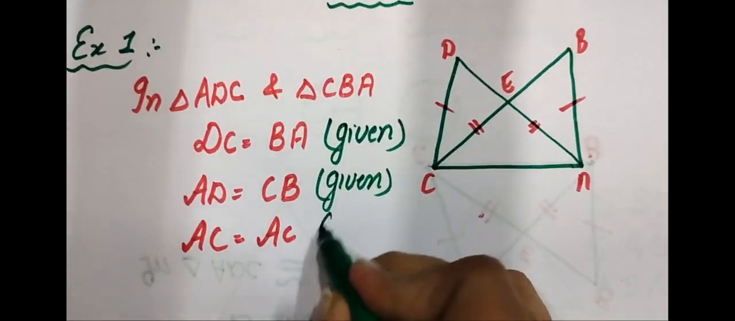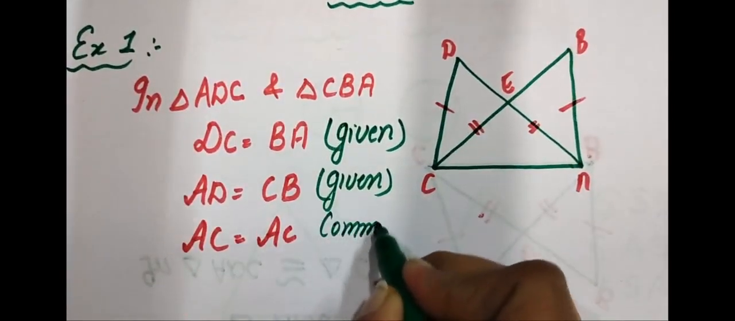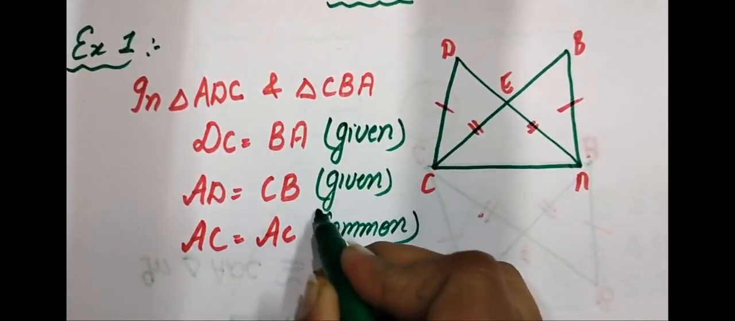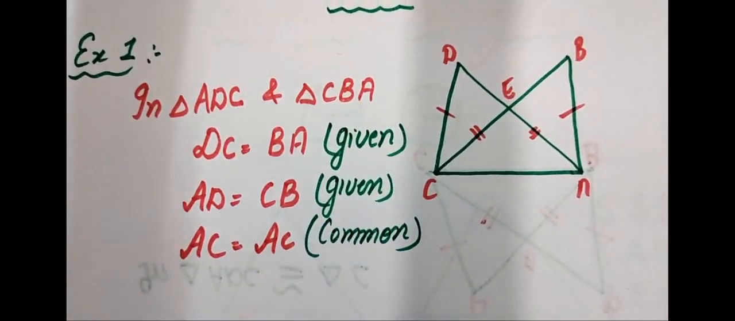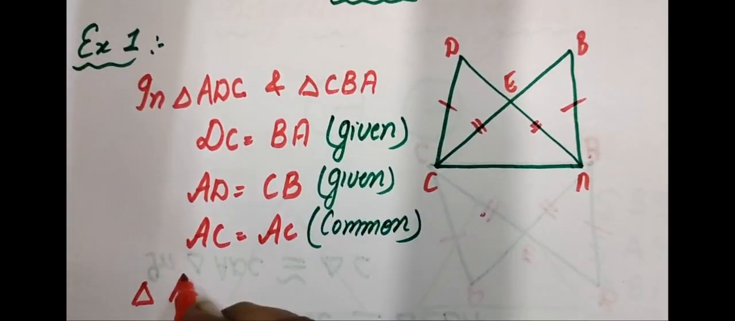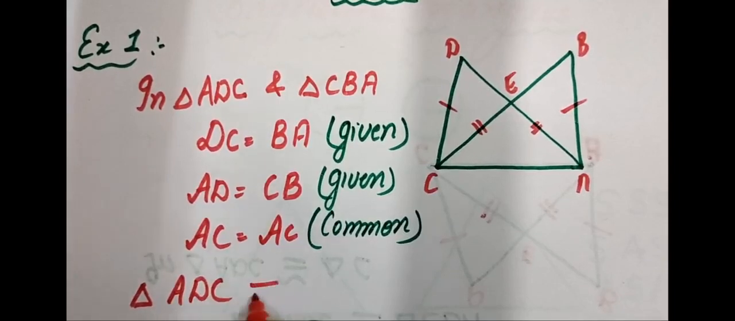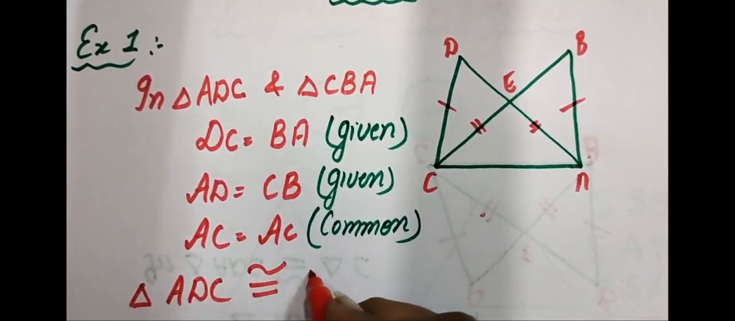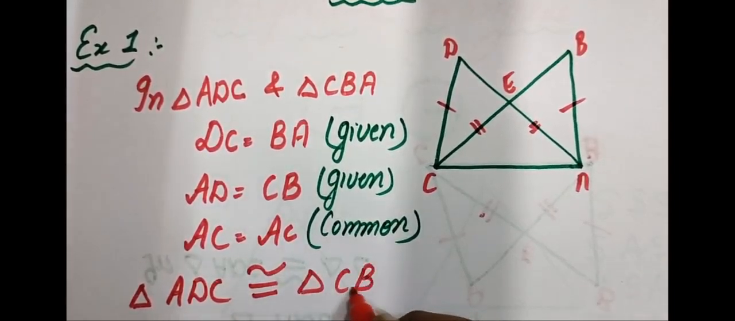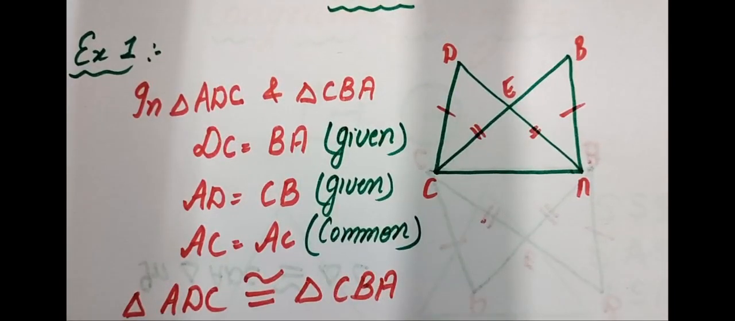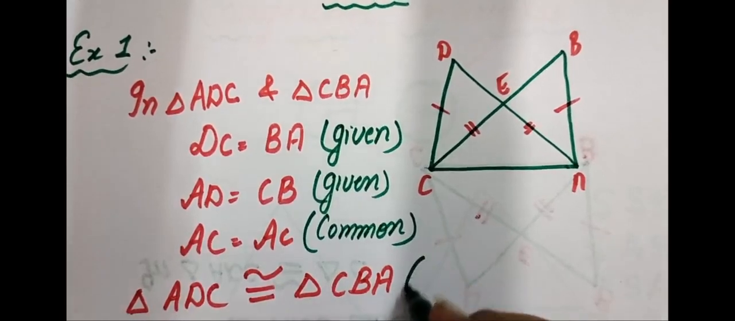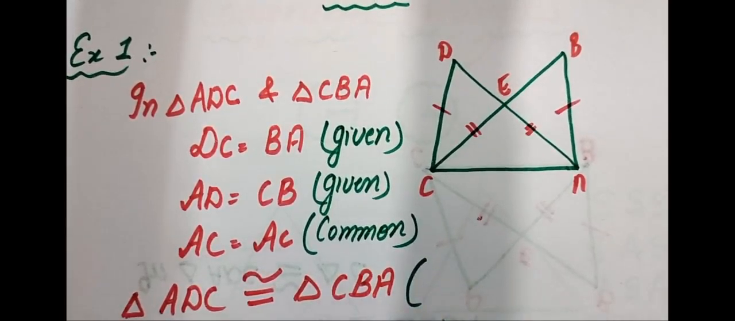So we'll write down here reason. This is common side, so that's why it is equal. So now we can say that the given triangle ADC is congruent to triangle CBA, and now we have to write down which congruence criteria. According to which congruence criteria we can say that these triangles are congruent.